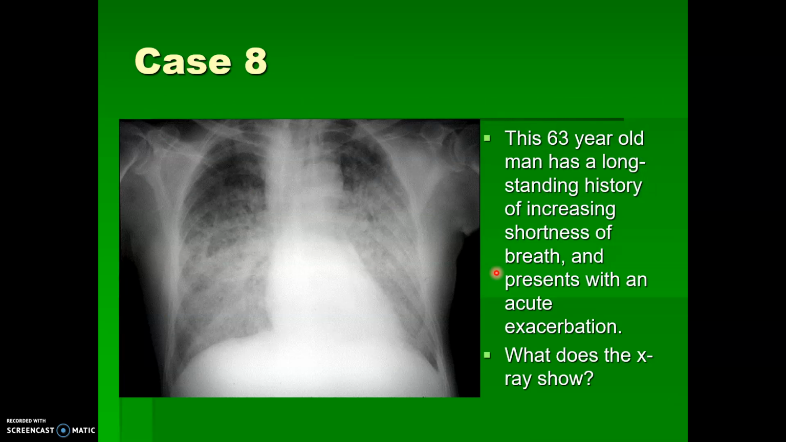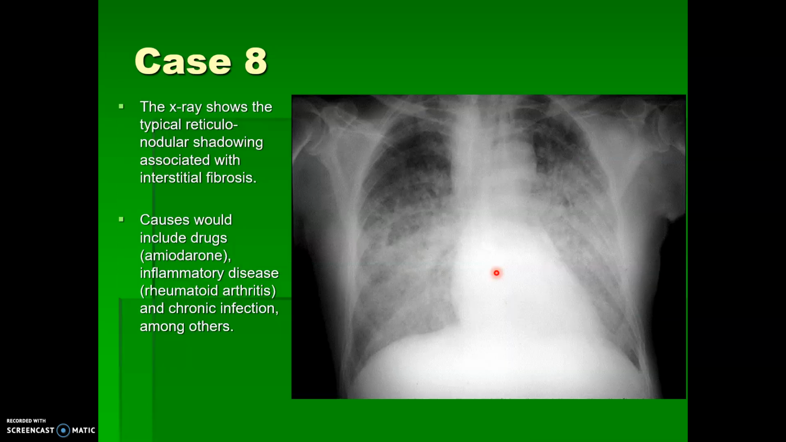Here's a 63-year-old man with long-standing increasing shortness of breath. He presents with an acute exacerbation. Pause the video, see if you can have a guess at what this is. Some of you might have said this is also pulmonary edema, and I can't fault that. However, this sort of reticulonodular shadowing that is more homogeneous and more uniformly distributed, rather than the bat wing appearance, might suggest something different, like interstitial fibrosis, and the history doesn't really lend itself to a diagnosis of cardiac failure.